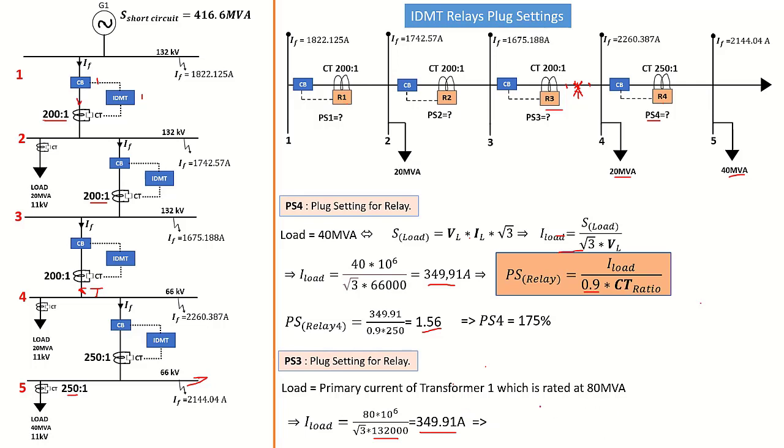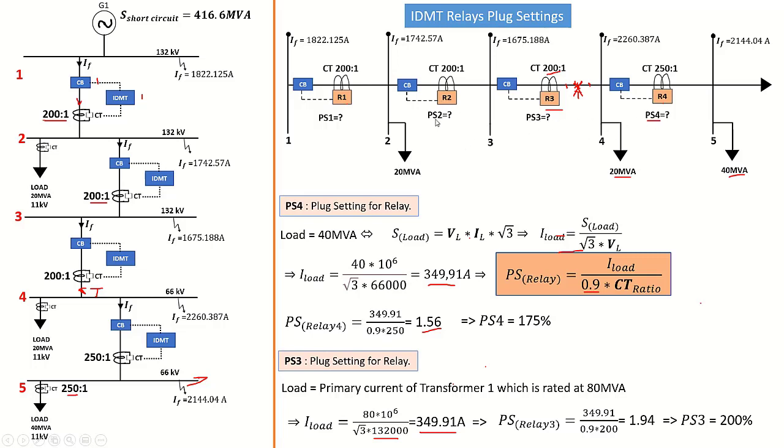From that we can deduce our plug setting for relay 3 is going to be 349.91 over 0.9 times 200, where 200 is the ratio of this transformer. That gives us 1.94, and from our standard plug setting values, we know that this is very close to 200. So our plug setting for relay 3 will be 200%.